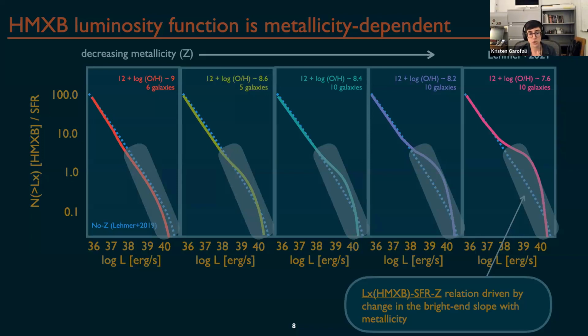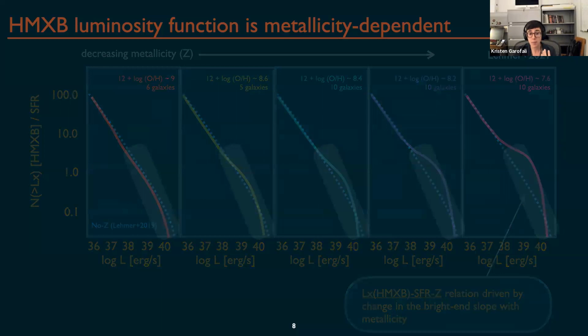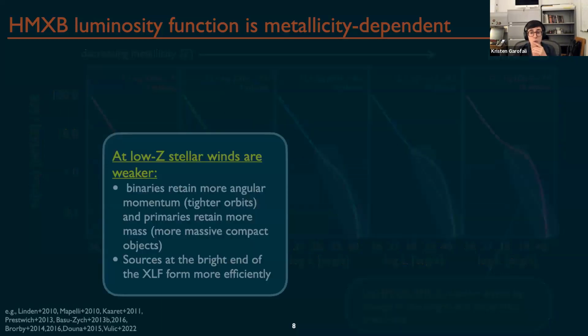but this showed the physical change in the luminosity function, which really corroborates some of our physical understanding for why something like this might happen, which is that at low metallicities, your stellar winds are weaker. So this is really a stellar evolution and a binary evolution effect. When the stellar winds are weaker, your binaries are able to retain more angular momentum, which leads to tighter orbits. The primaries also retain more mass, so you might also get more massive compact objects. And this basically translates to more efficient formation of your very brightest sources at low metallicities.